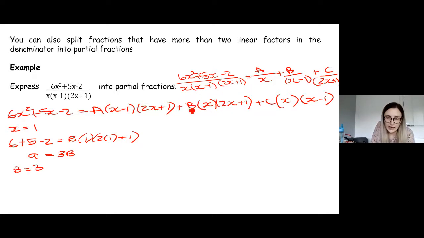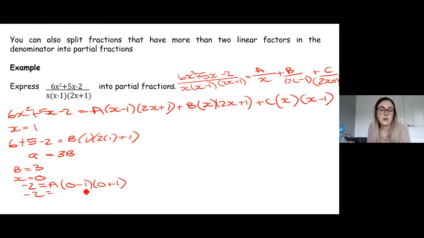So if I let x equal 0, I'm going to get, well, 6 times 0 squared is 0, times 0, so minus 2 is going to be equal, and the only one I'm going to be left with now is A. It's going to be A, (0 take away 1) times (0 plus 1), because 2 times 0 is 0. So minus 2 is going to be equal to, well, minus 1 times positive 1, so minus A, so A equals 2.